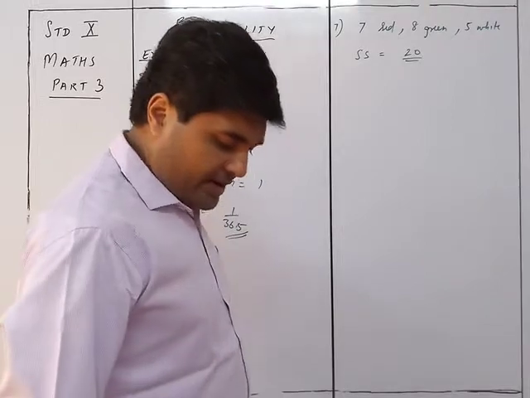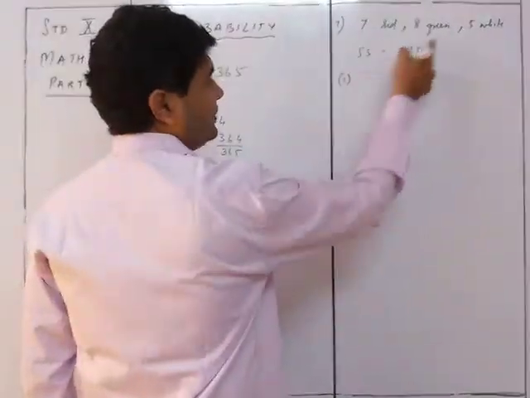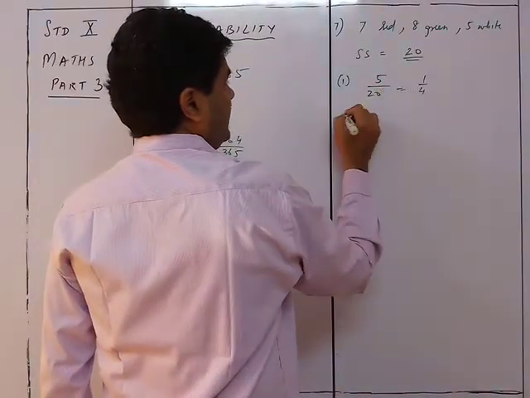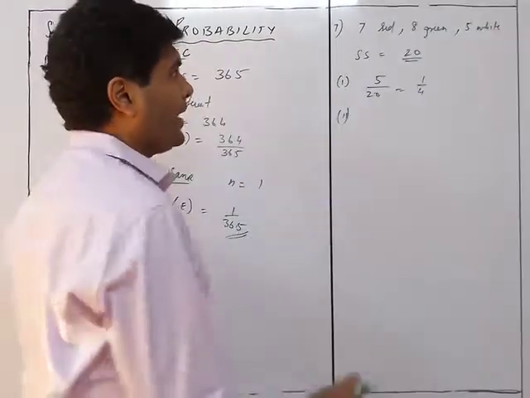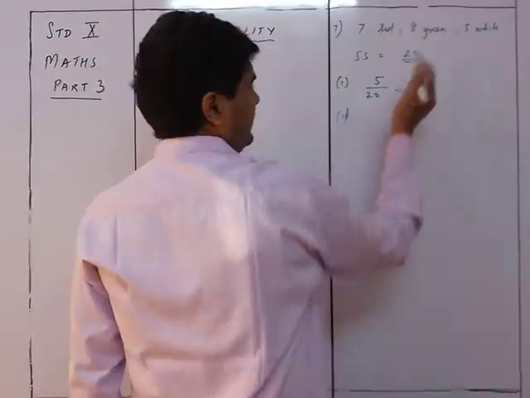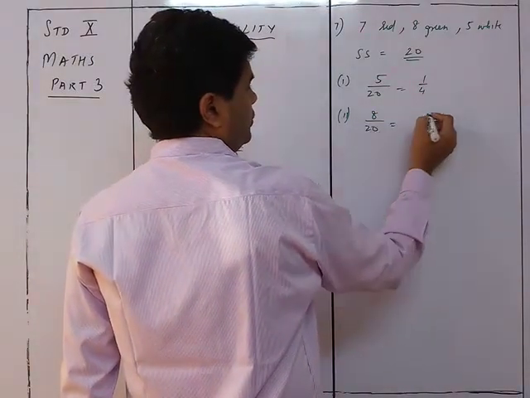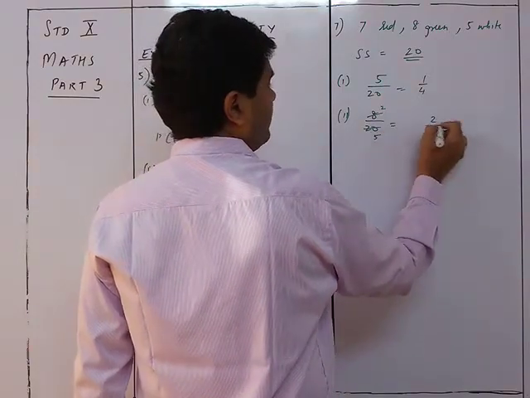A ball is drawn at random. Find the probability that the ball is white. So first one is white. White is of course 5 upon 20, that's 1 upon 4. And the second part is the ball is neither red nor white. Neither red nor white, so automatically it's 8 upon 20. That is 2 upon 5.